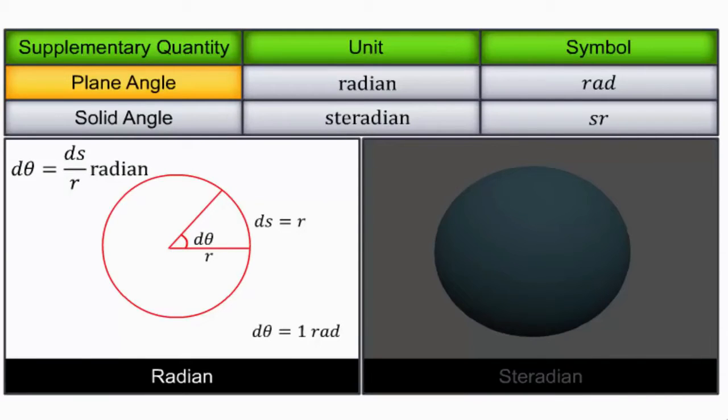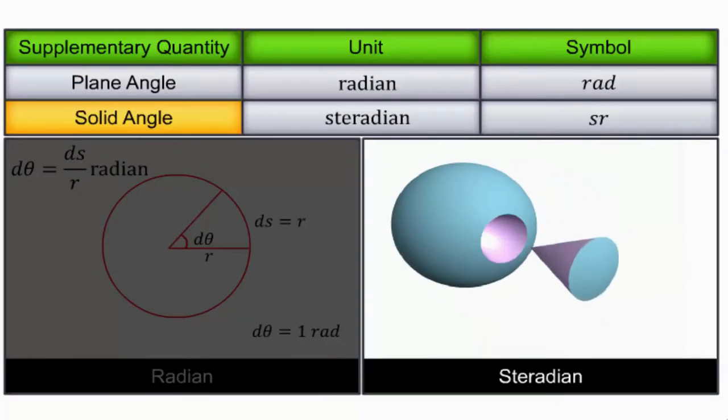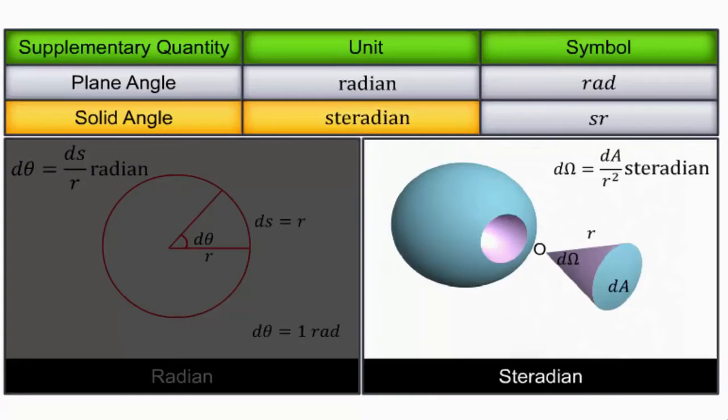Solid angle is defined as the ratio of the intercepted area dA of the spherical surface, described about the apex O as the center, to the square of its radius R, and is measured in steradian, with the symbol sr. If the magnitude of the intercepted area is equal to the square of the radius, then the solid angle is equal to 1 steradian.